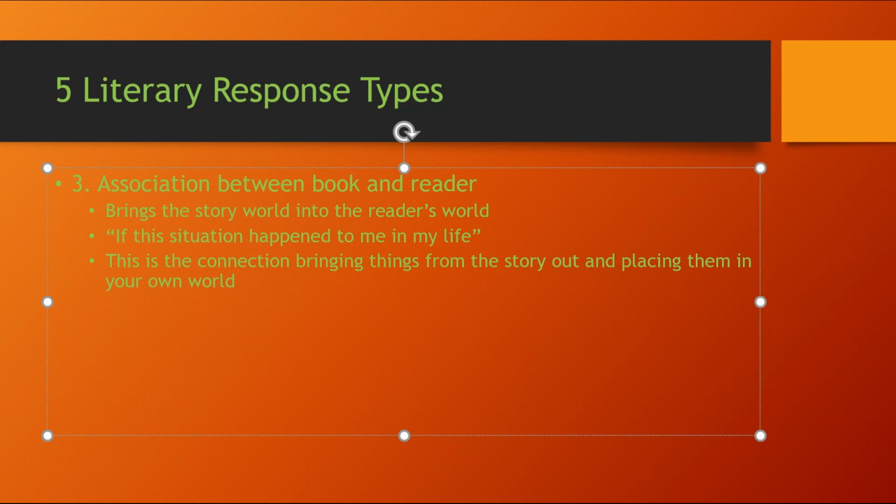I mean, what was the rumble if not a rivalry between two groups? It just so happens they fought, and it was the Socs and the Greasers and the Outsiders. Well, again, association between book and reader brings the story world to your world. So now you're thinking about the rivalry that happened in the story. How might it happen here in DeWitt? And what rivalries exist here in DeWitt? This is a lot of comparison here, association between book and reader. Again, it's pulling the story world into your world.